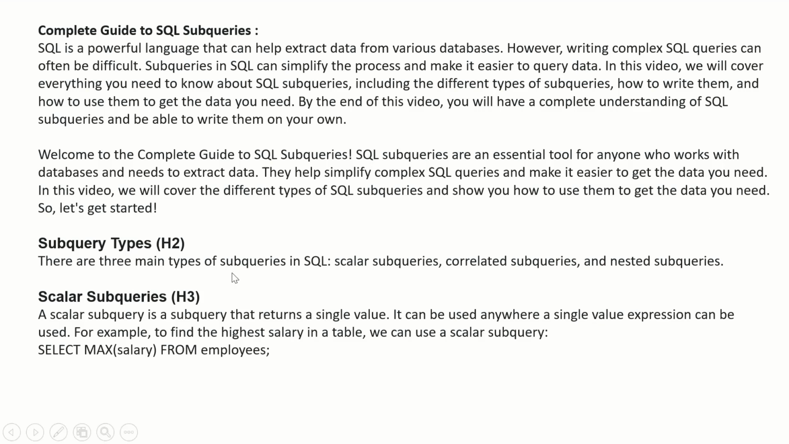Subquery types. There are three main types of subqueries in SQL: scalar subqueries, correlated subqueries and nested subqueries. So what actually are scalar subqueries? A scalar subquery is a subquery that returns a single value. It can be used anywhere a single value expression can be used. For example, to find the highest salary in a table, we can use a scalar subquery like select max of salary from employees. So this is a simple example for scalar subqueries.